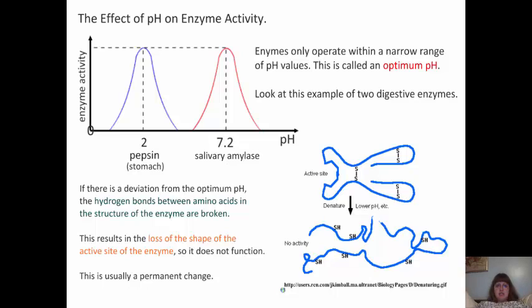If there's a deviation from the optimal pH, you see there's a very steep line. With a deviation, the hydrogen bonds between the amino acids are broken, and then we have a loss of the shape, loss of the active site, and so we have no function.